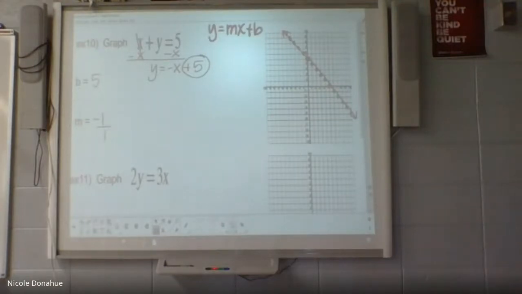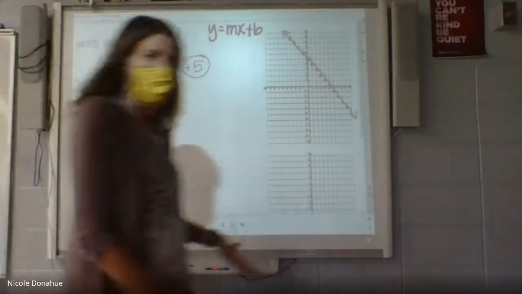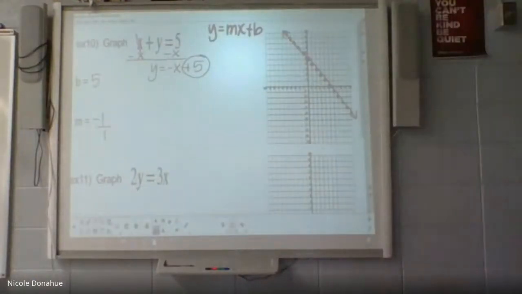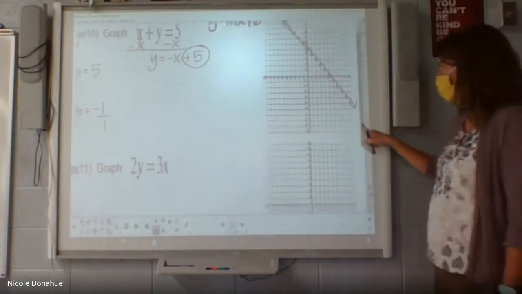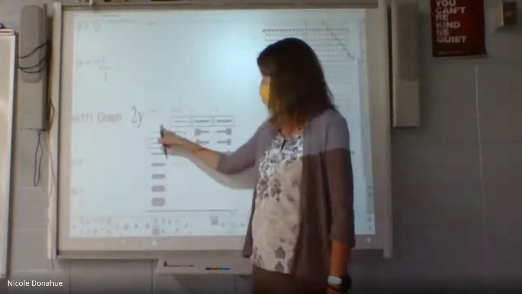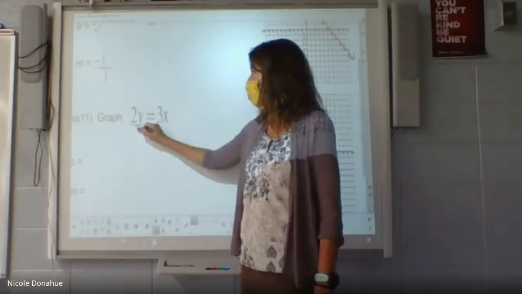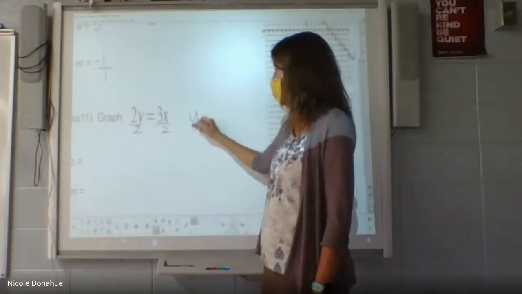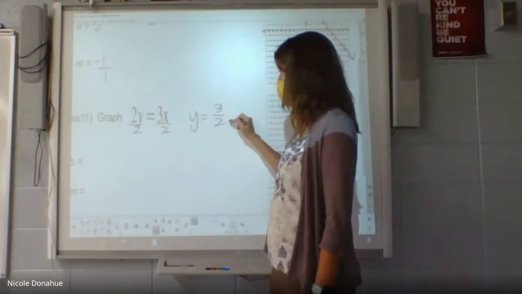All right. The next one. What's wrong with this equation? What do we need to do? How do we get the y alone? Divide by 2. We're going to divide by 2 to get that y alone. Divide by 2, we want to get y alone. So I get y equals 3 over 2 x.